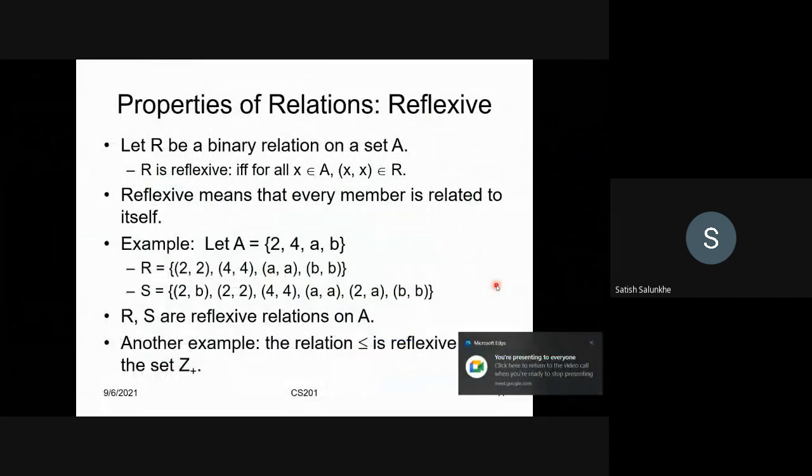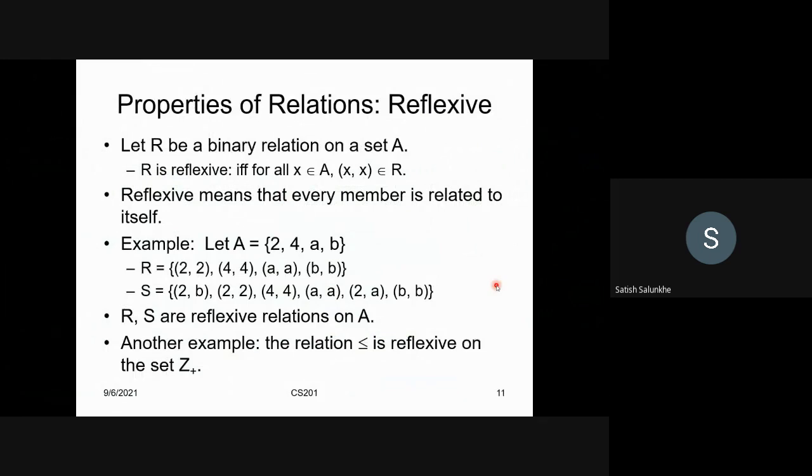What is a relation? A relation is a set of ordered pairs. If I say relation R is from set A to B, then relation R is a set of ordered pairs (a, b) such that element a belongs to set A and element b belongs to set B. And relation R is always a subset of A cross B. This is what we discussed in the previous session.